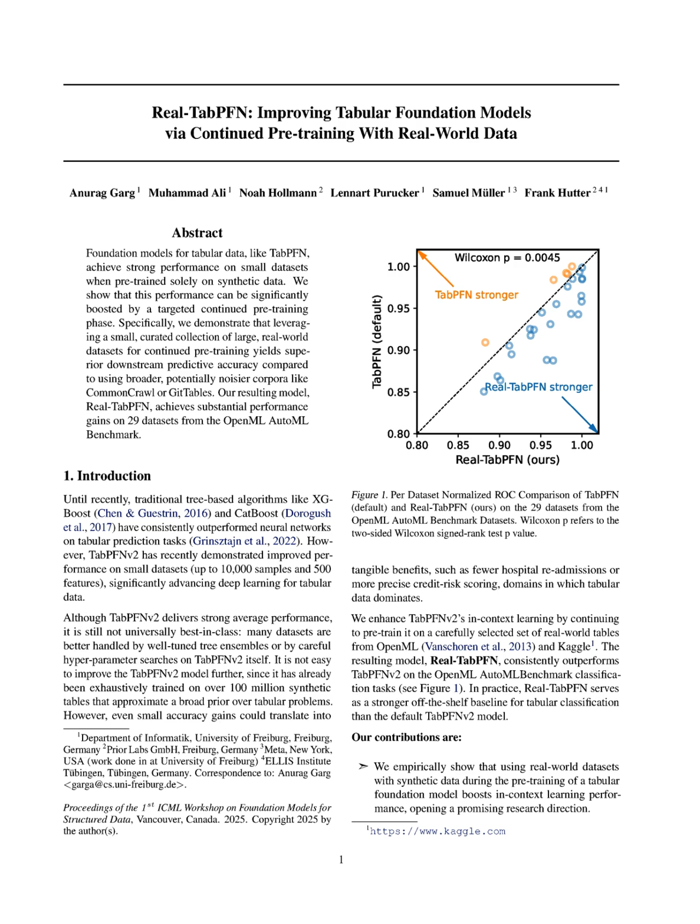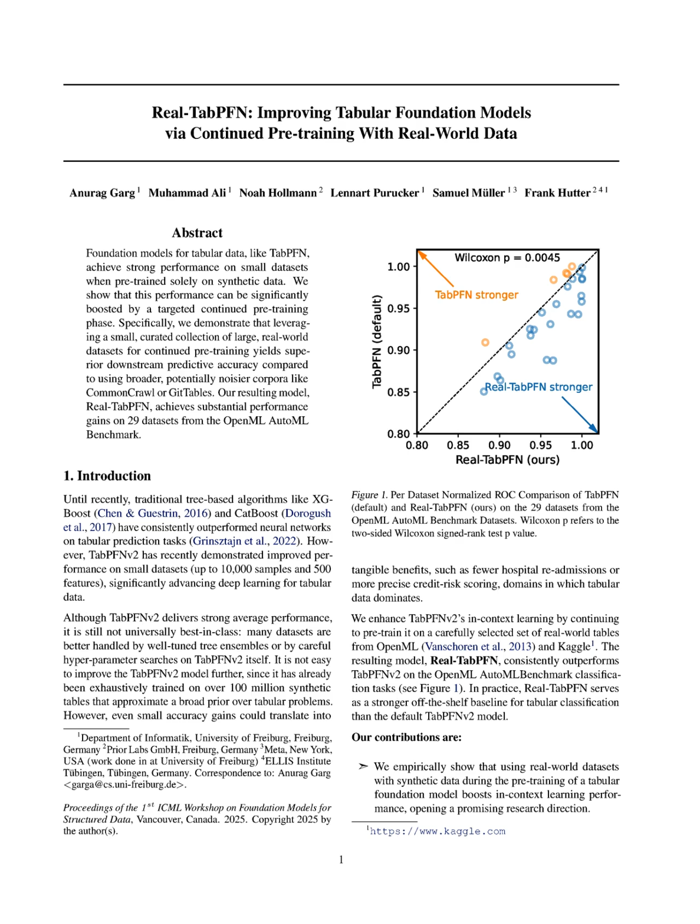The Real-TabPFN algorithm operates through a two-stage continued pre-training process, starting with the original TabPFN v2 model, which has been pre-trained on synthetic data. For example, consider a hypothetical dataset containing 15,000 samples and 20 features related to customer transactions. In Stage 1, Real-TabPFN begins with the pre-trained weights from TabPFN v2 and then enters Stage 2, where it continues pre-training exclusively on this real-world dataset.